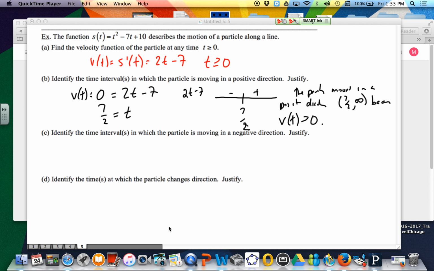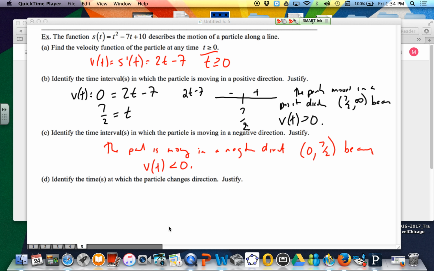This next problem: identify the intervals in which the particle is moving in a negative direction. Justify. Well, the particle is moving in a negative direction from, and we're just running from 0, so I'll say 0 to 7 halves because v of t is less than 0.